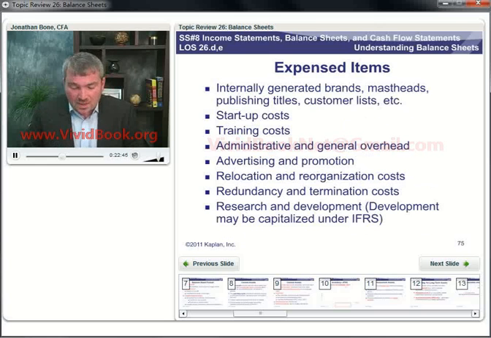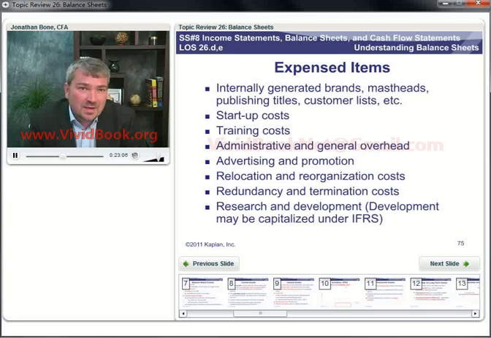So, what is expensed? Internally generated brand names. Too tricky to put a dollar value on them. Mastheads. These are kind of newspaper logos as well. Again, too difficult to put a name on them. As are publishing titles, customer lists, etc. Startup costs when you're setting up a business. Training costs, the cost of training your staff.